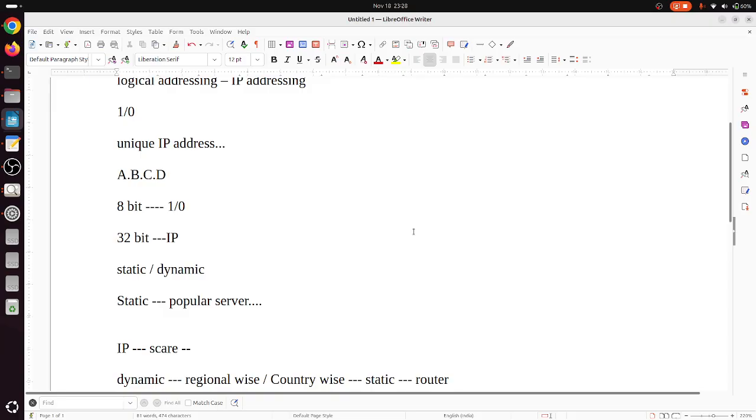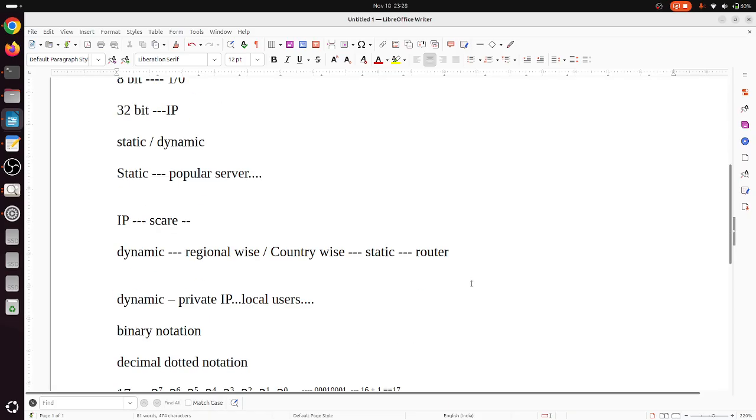The IP format is A.B.C.D, so it is 32 bits in length. We also talked about what is static and what is dynamic. Static is normally offered for popular servers, and IP addresses are scarce, so we go with dynamic versus static. These are the things we have said.